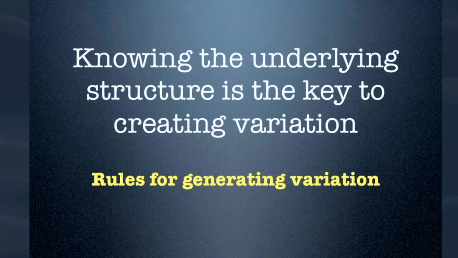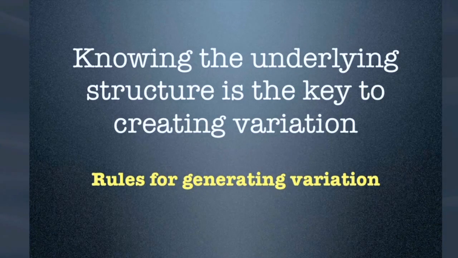But knowing this underlying structure is also the key to creating an algorithm for generating variation. And that's a bit different. Algorithm meaning rules or some sort of process that will create variation on its own.